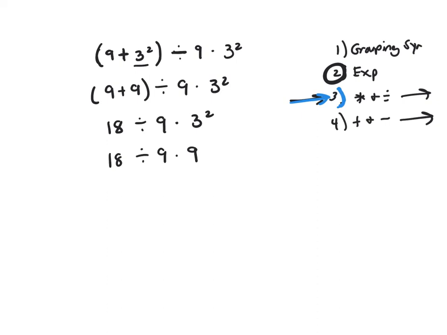So 18 divided by 9 is 2 times 9. Bring down the times 9, and 2 times 9 is 18. I hope that helps.